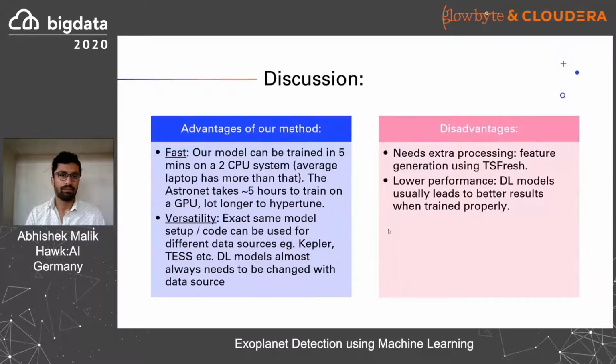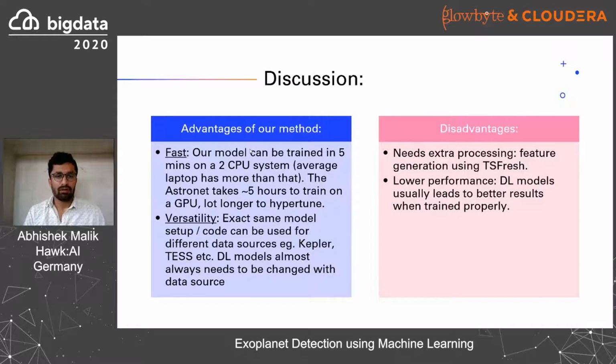Now, going forward, if we look at the pros and the cons of the method that we have introduced here, we know that the machine learning model is much faster. Our model can be trained in 5 minutes on a two-CPU system, and normal PCs these days have more computation power than that. So pretty much everybody can train it on their computer. You don't need a supercomputer or special hardware like a GPU to do that, and it will save a lot of time. You can try and test new things and change something if you don't like it, and so on.